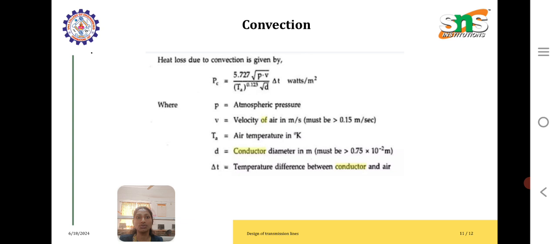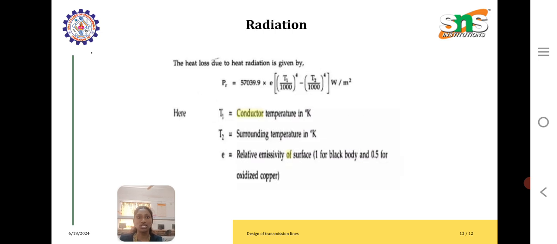So this is the formula for steady temperature. Coming to heat loss due to convection, it depends on the velocity, conductor diameter and temperature difference of the conductor. So this is convection. And coming to radiation, it is because of conductor temperature, surrounding temperature and relative emissivity of the surface. So in this video we have discussed the choice of conductor selection and what types of losses may happen in the conductor, convection and radiation.